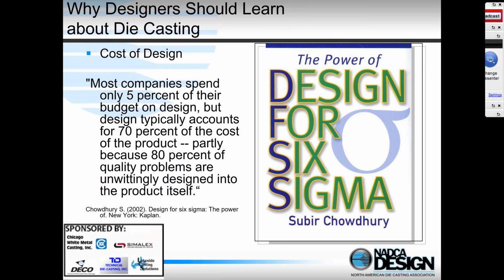You can look at the NADCA design pages, the diecastingdesign.org that I talked about, or go talk to the die casters, and that's where talking to the die caster again becomes very, very important.